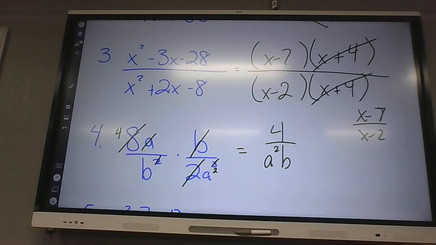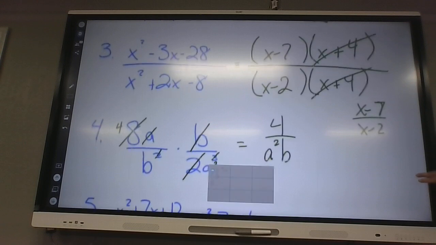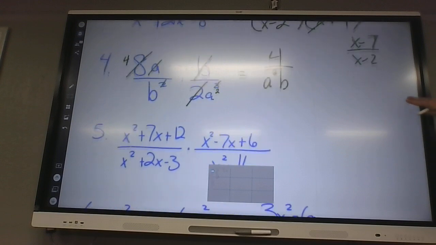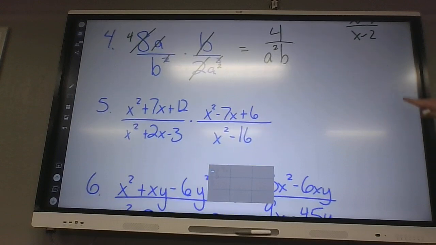All right, do we still have an A so far? Hopefully. All right, number 5, multiply again. Just a lot of stuff on this one.